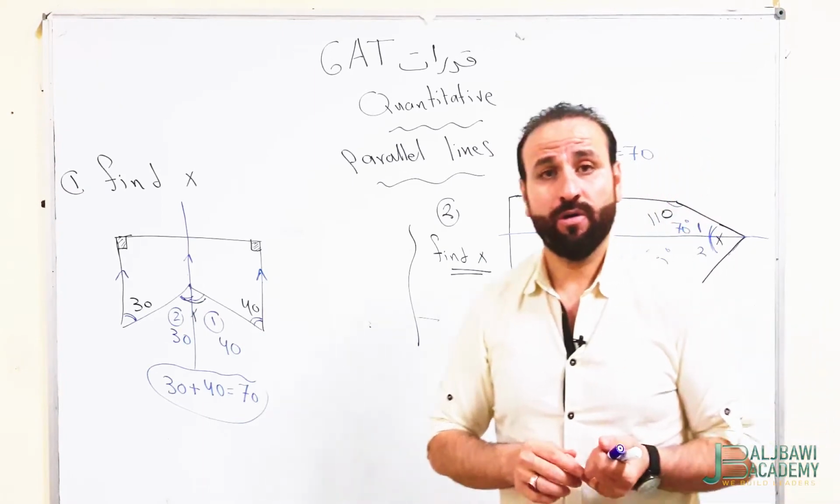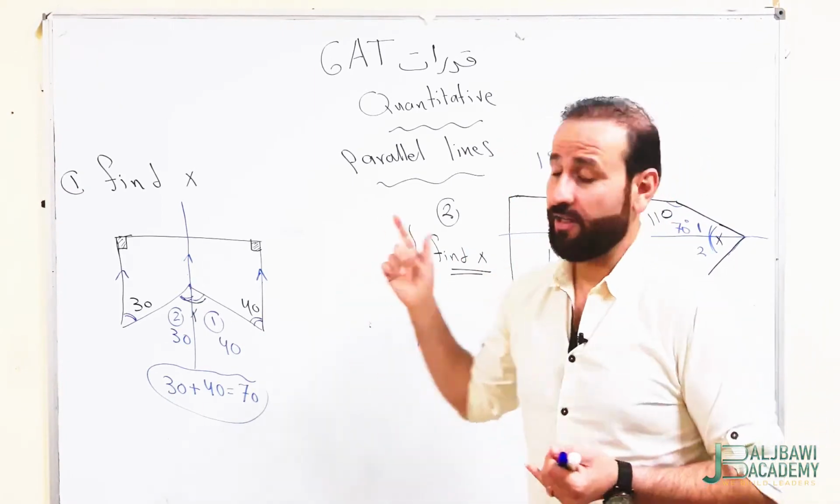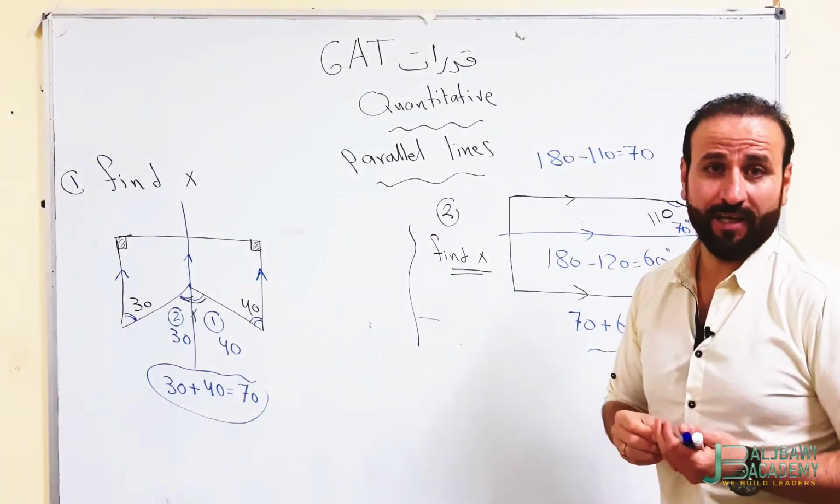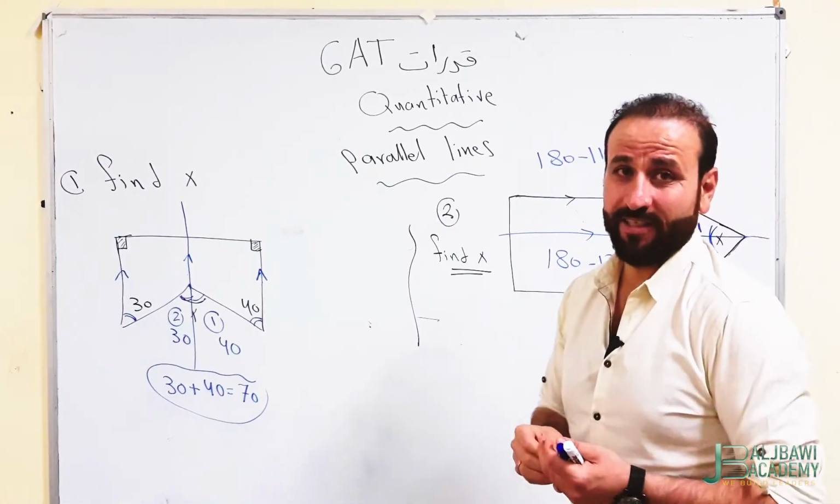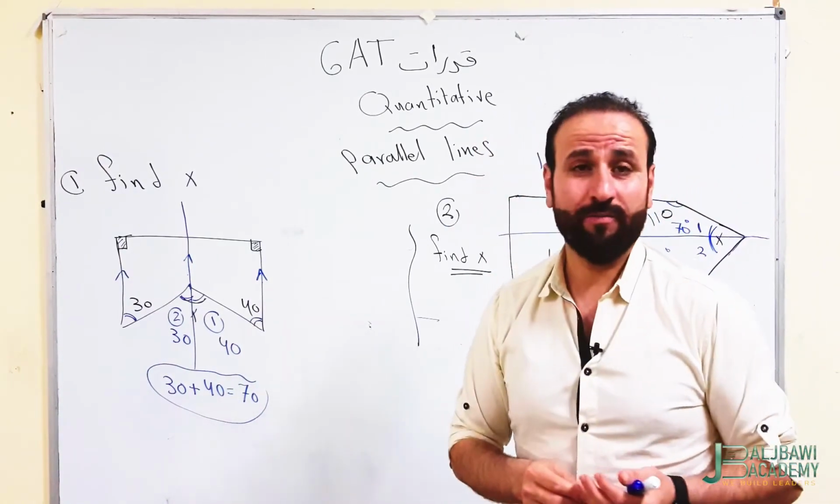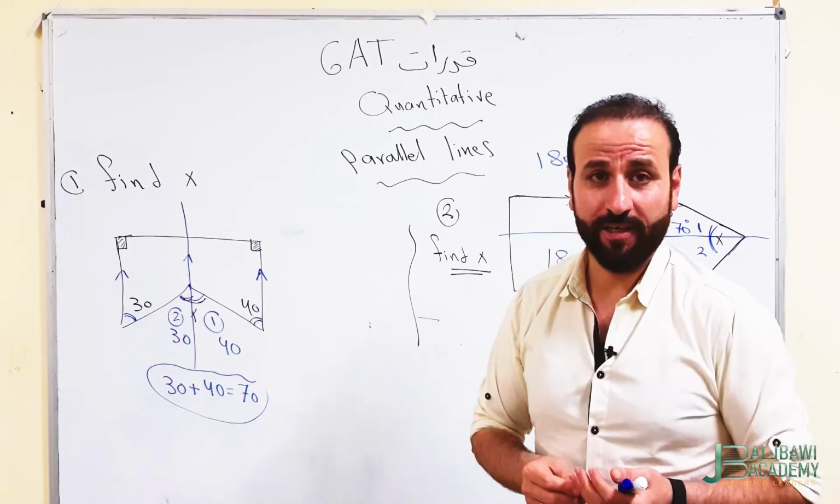As you can see, these two questions are similar in the strategy of drawing a third parallel line. Then we depend on two ways. Here in this question, we depend on the interior angles adding up to 180, and here we can focus on the interior alternate angles.